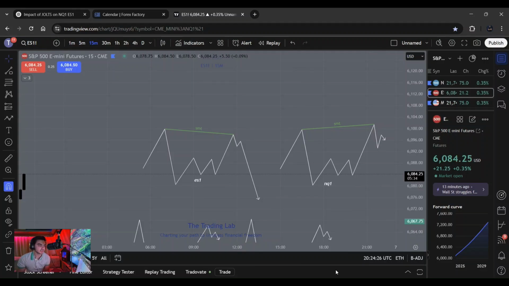So today we're talking about SMT divergences. If you've been in any of my live streams or my trading Discord for the trade breakdowns, you'll see me talk about it a lot. And it's a really strong confluence you can add to your trading. So let's get into the breakdown of what an SMT divergence actually looks like.